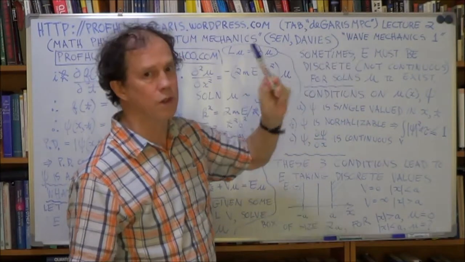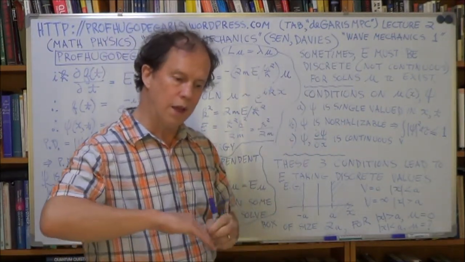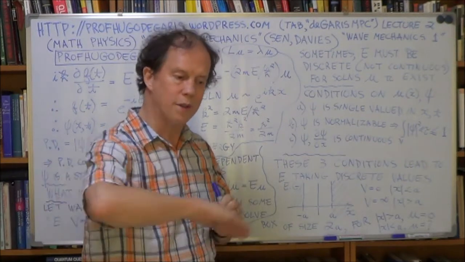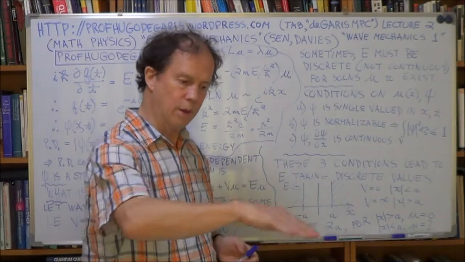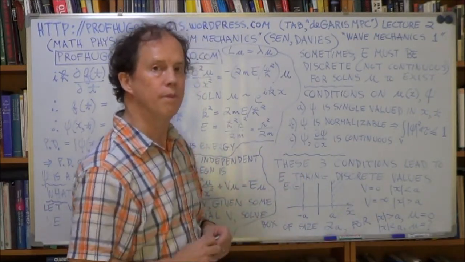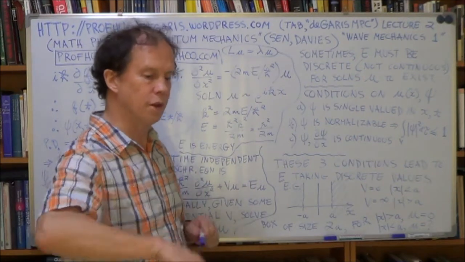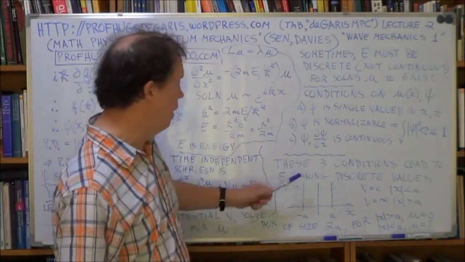There are only certain allowed values, and that's typical of quantum mechanics, right? Energy, for example, is quantized. That's the Niels Bohr, the Bohr idea. An atom can only have certain discrete energy levels. Right? The electrons can only have certain discrete energy levels. Okay, right?